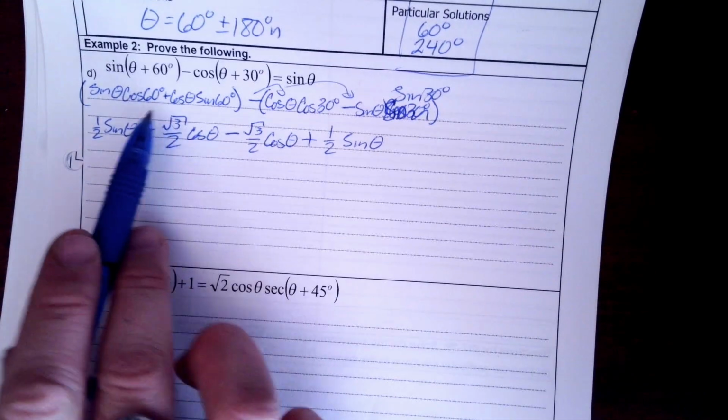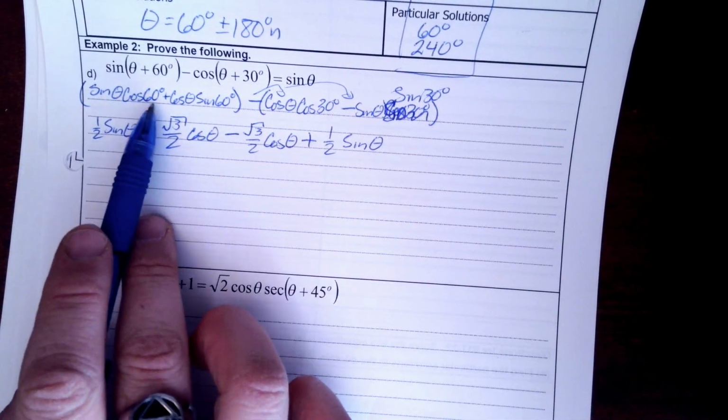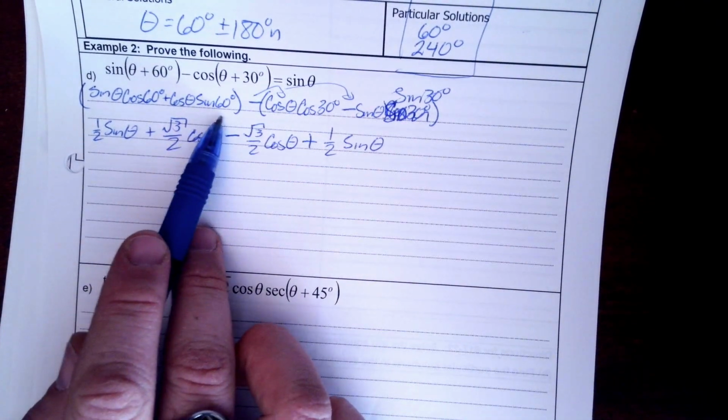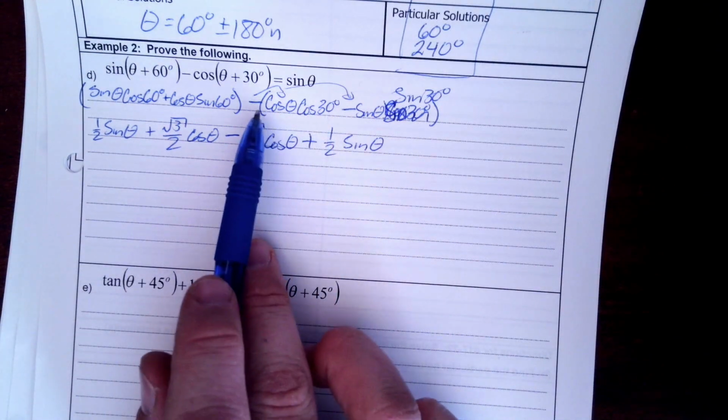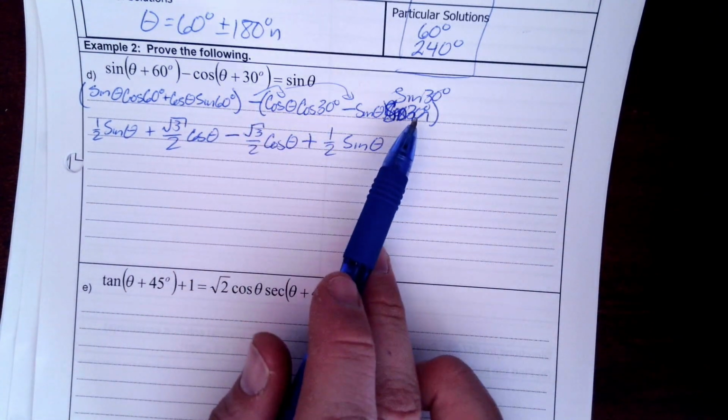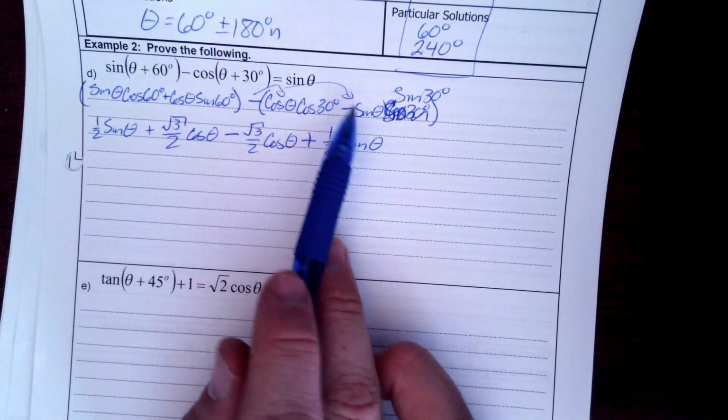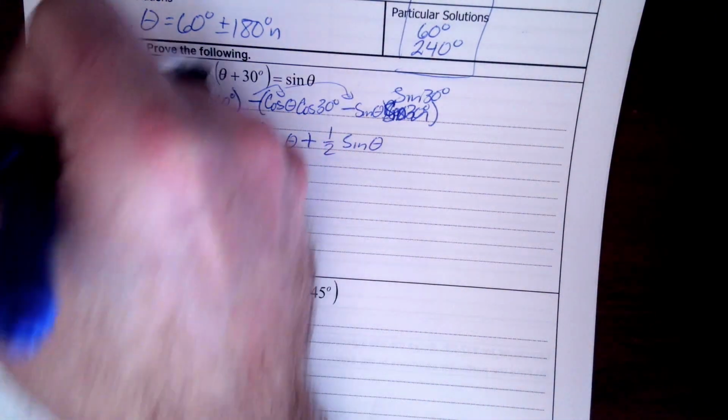So again, each of these, I just replaced with an actual number. Cosine of 60 was 1/2. Sine of 60 is root 3 over 2. Cosine of 30 is root 3 over 2. I distributed the minus. And then sine of 30 is 1/2. Minus times negative makes a positive.